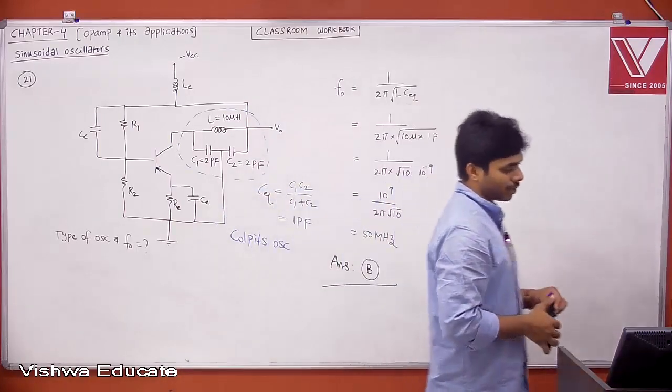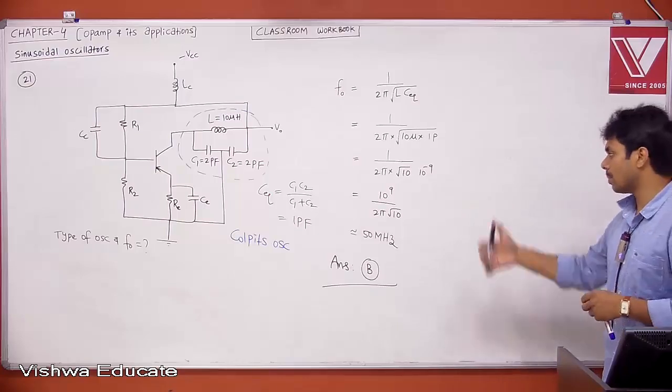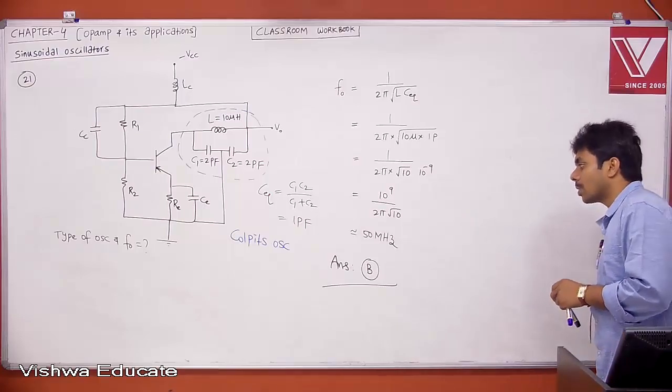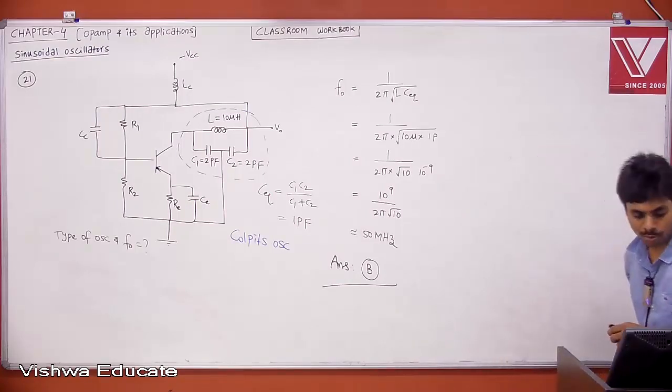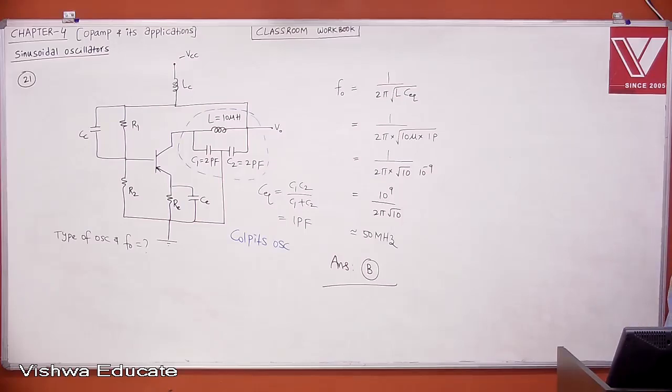But the exact answer, if you use a calculator, you will get it. But approximately, you can do it. Because if you see the options, the options are having some delta, not too much. Let us say 50.1, 50.2, 50.3 megahertz and all. Then we need to use a calculator. Else we can go with some approximation and then get a nearer value. That is your answer. Answer B. That is your Colpitts oscillator.